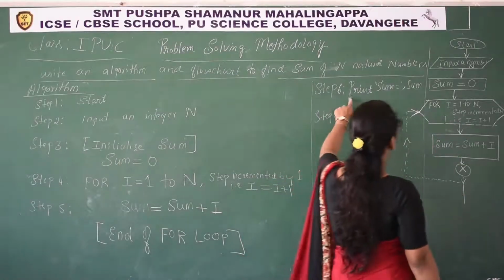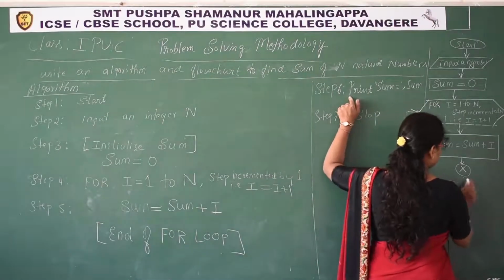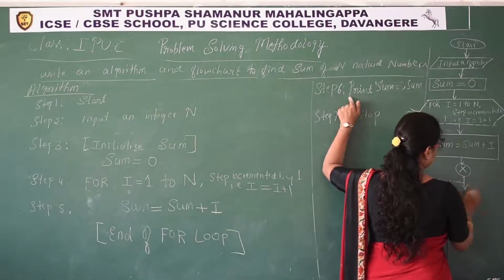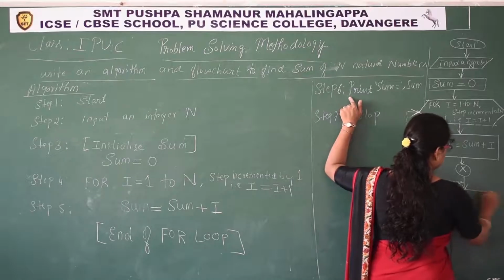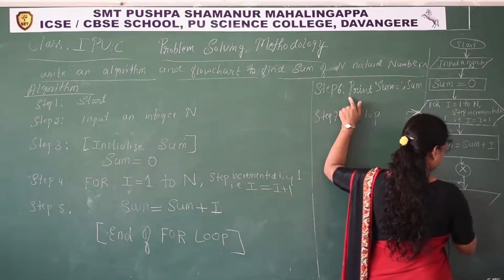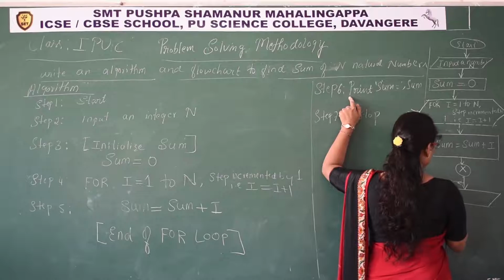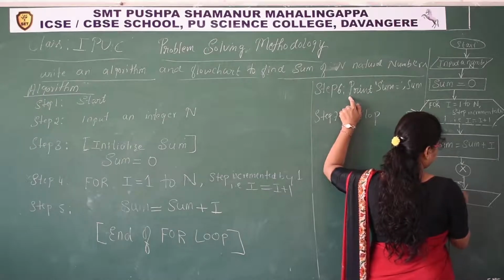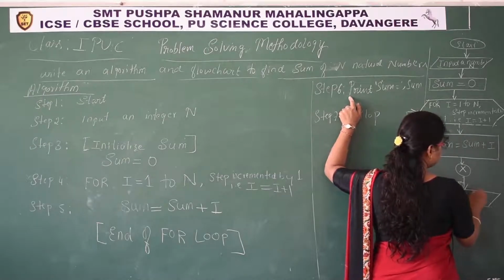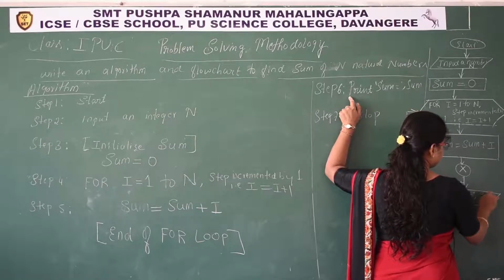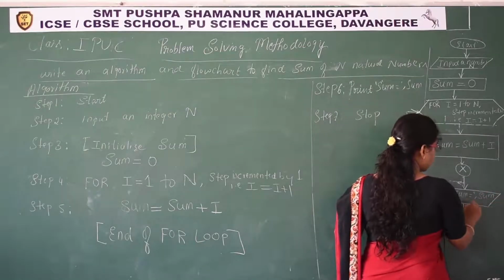Now we have to print the result. So this is for output. So parallelogram. Print sum is equal to sum. Then stop.